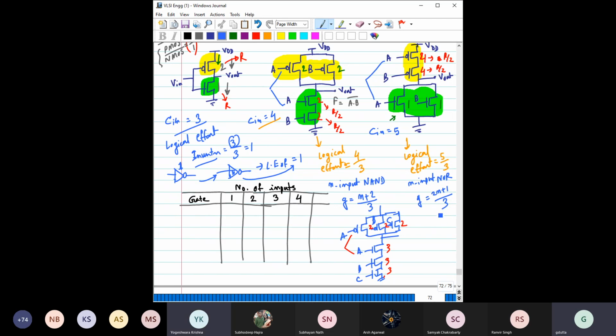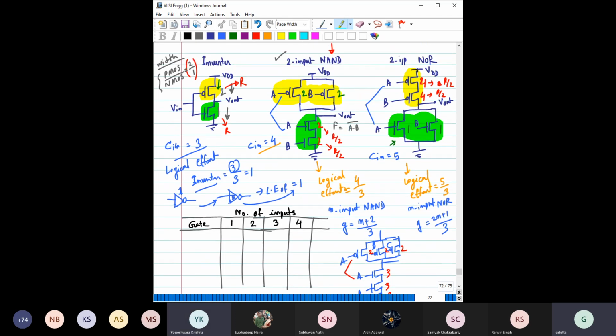You can test it. It's not a big thing, but you can test it. So hopefully you will get this result only. But here I would request you to notice one thing: this is also 2 input, right? Both are 2 input NAND and 2 input NOR. But see the logical effort. For 2 input NAND, the logical effort is 4 by 3. For 2 input NOR, the logical effort is 5 by 3.